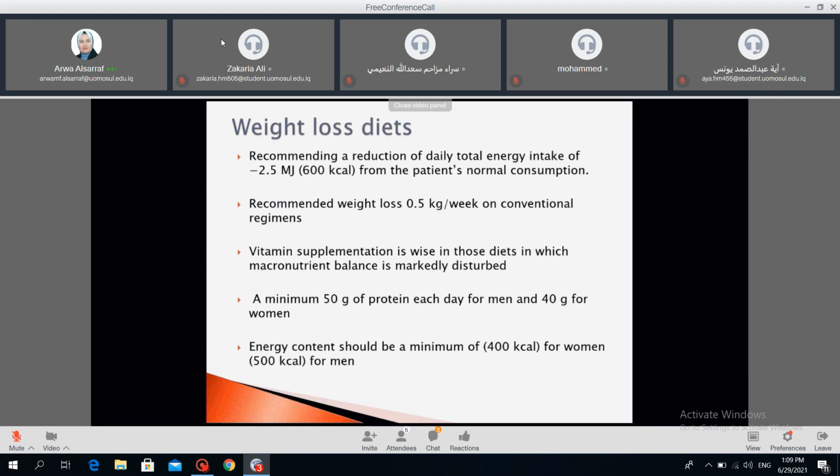We also need to remember that vitamin supplementation may be needed, especially for patients in strong dieting programs, and not to decrease our protein intake to less than 50 grams in male and 40 grams for female. So whatever type of diet we do, it should contain 50 grams of protein for male and 40 grams of protein for female. The energy content also should not be less than 400 kilocalories for women or 500 kilocalories for men.